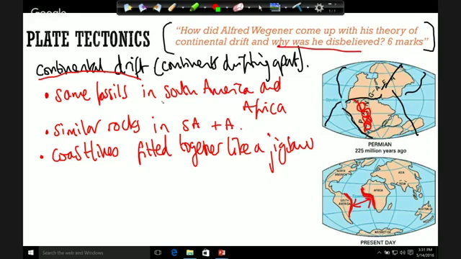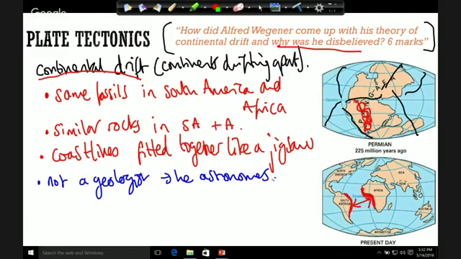Why was he disbelieved? Well, there are several reasons. First of all, he was not a geologist. He was an astronomer, so he liked to look into space and look at stars most of the time. So all the hardcore geologists didn't want to believe him. They didn't like him stepping on their turf, okay?